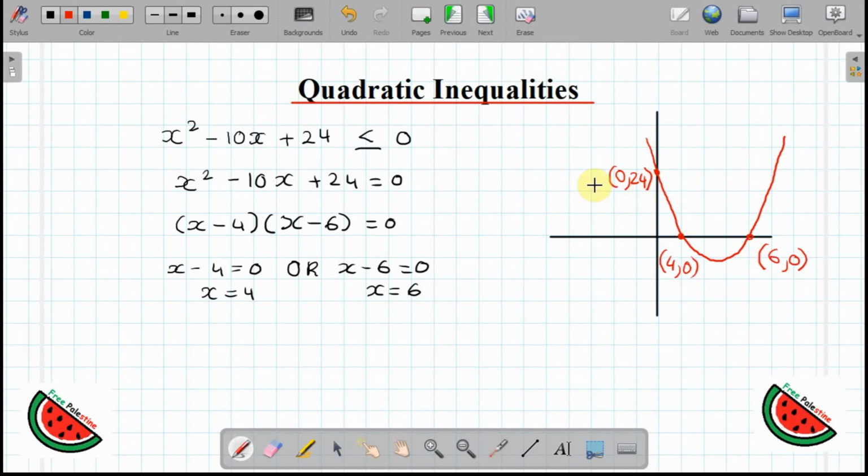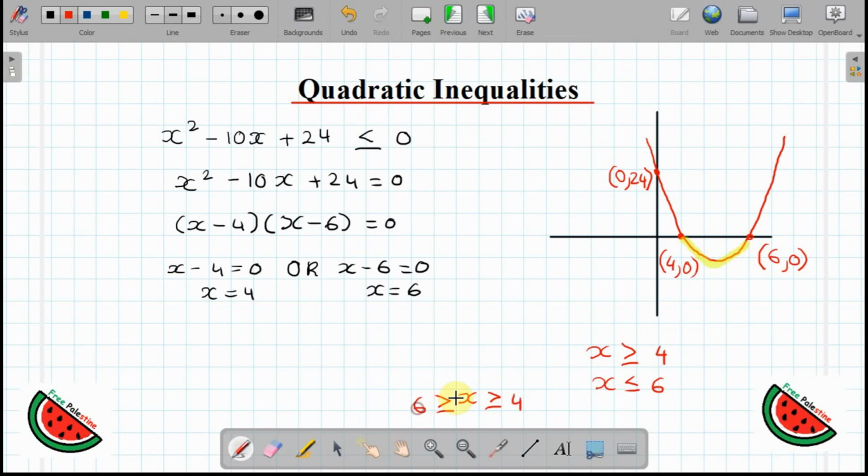Okay, so it's less than and equal to 0, which is going to be this section here. And in order to be over there, x has to be greater than or equal to 4. Again, because there's an equal sign in our inequality, as well as x has to be less than and equal to 6. Now I can write this as one inequality as such.